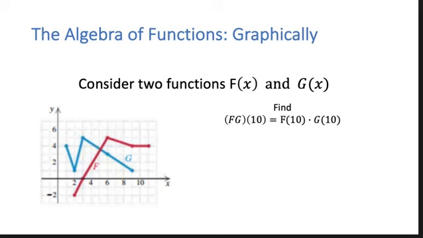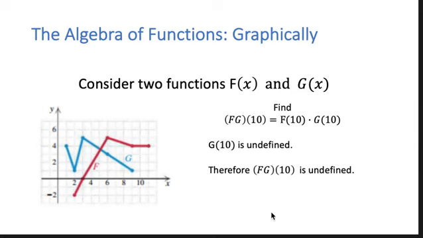Well, that's going to be equal to f of 10 times g of 10. And we have a problem because f of 10 is defined, but g of 10 is not defined. Since g of 10 is undefined, you see, we only have the values for g up to 9. If we try to find g of 10, it's undefined there. And since g of 10 is undefined, f times g of 10 is undefined.